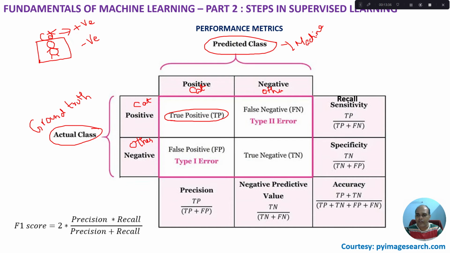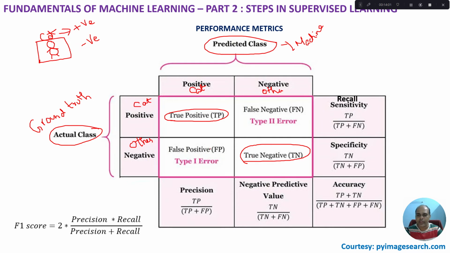In the same way, our machine makes a negative prediction, which is the other category, and the actual ground truth is also the other category, negative. Negative is predicted by the machine and it is true, it matches with the ground truth value. So it is called a true negative.